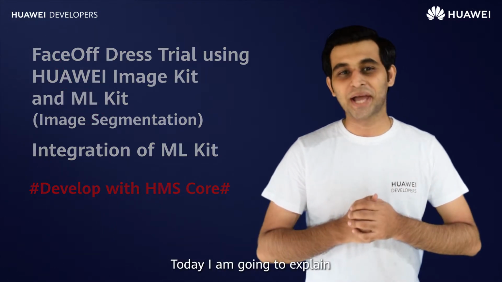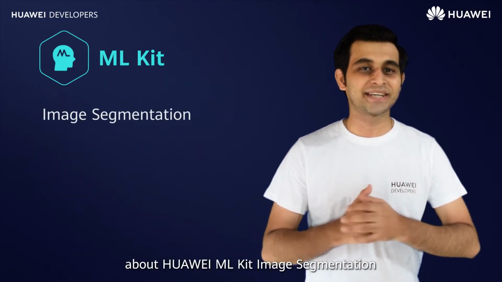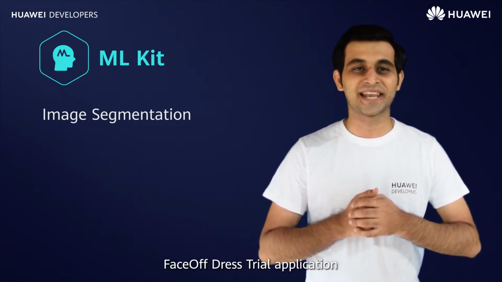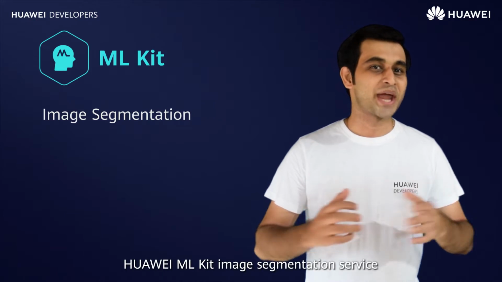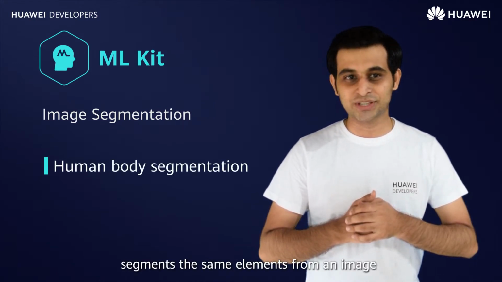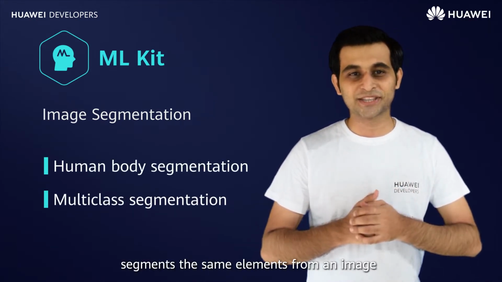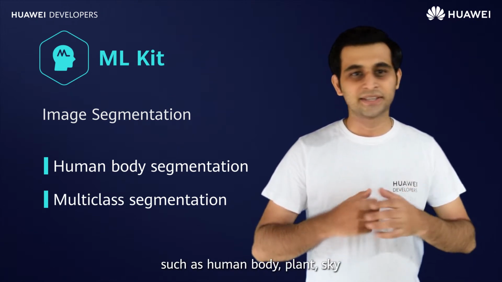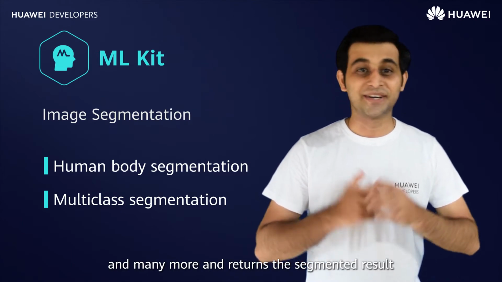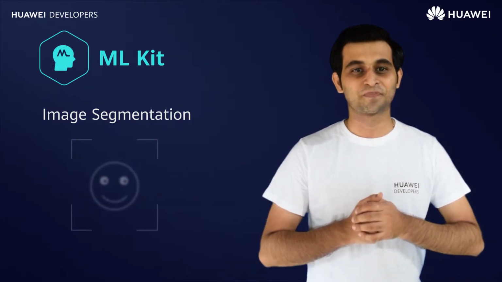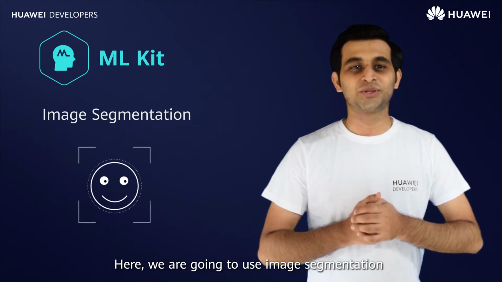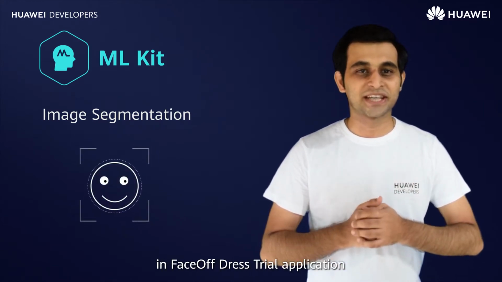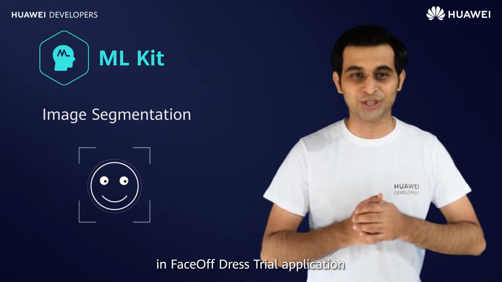Today I am going to explain HUAWEI ML Kit image segmentation to complete the development of the FaceOff Dress Trial application. HUAWEI ML Kit image segmentation service segments the same elements from an image, such as human body, plant, sky and many more, and returns the segmented result. Here we are going to use image segmentation functionality for face capturing in the FaceOff Dress Trial application.